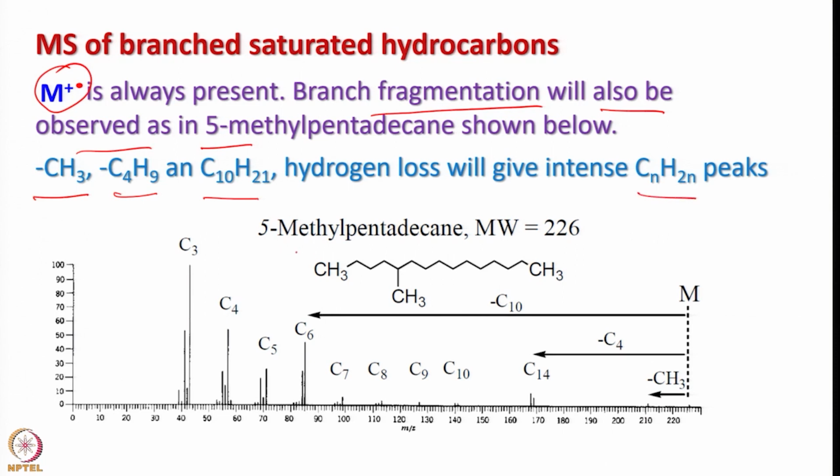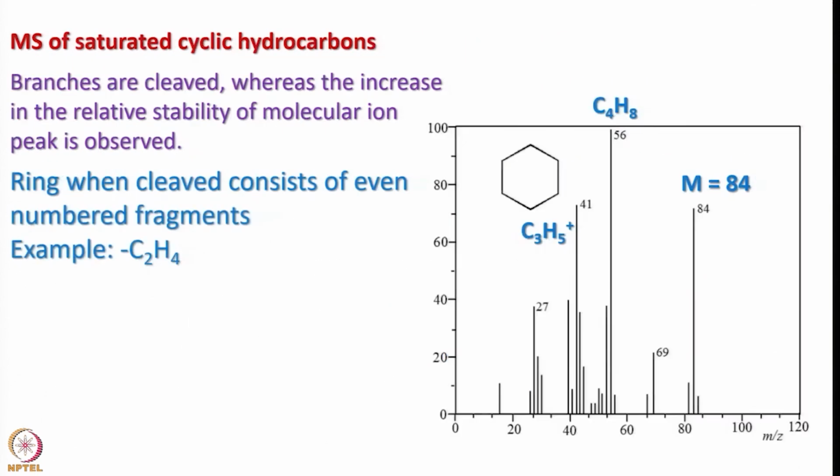If you look into 5-methylpentadecane, the molecular weight is 226, this is the parent peak, and once it loses one methyl group it comes here, and when it loses 4 carbons it comes here, and then here it is 6, 5, 4, 3. That means up to 3, we can see almost loss of everything except for 3 carbons. So hydrogen loss will give intense CnH2n peaks in case of saturated branched hydrocarbons.